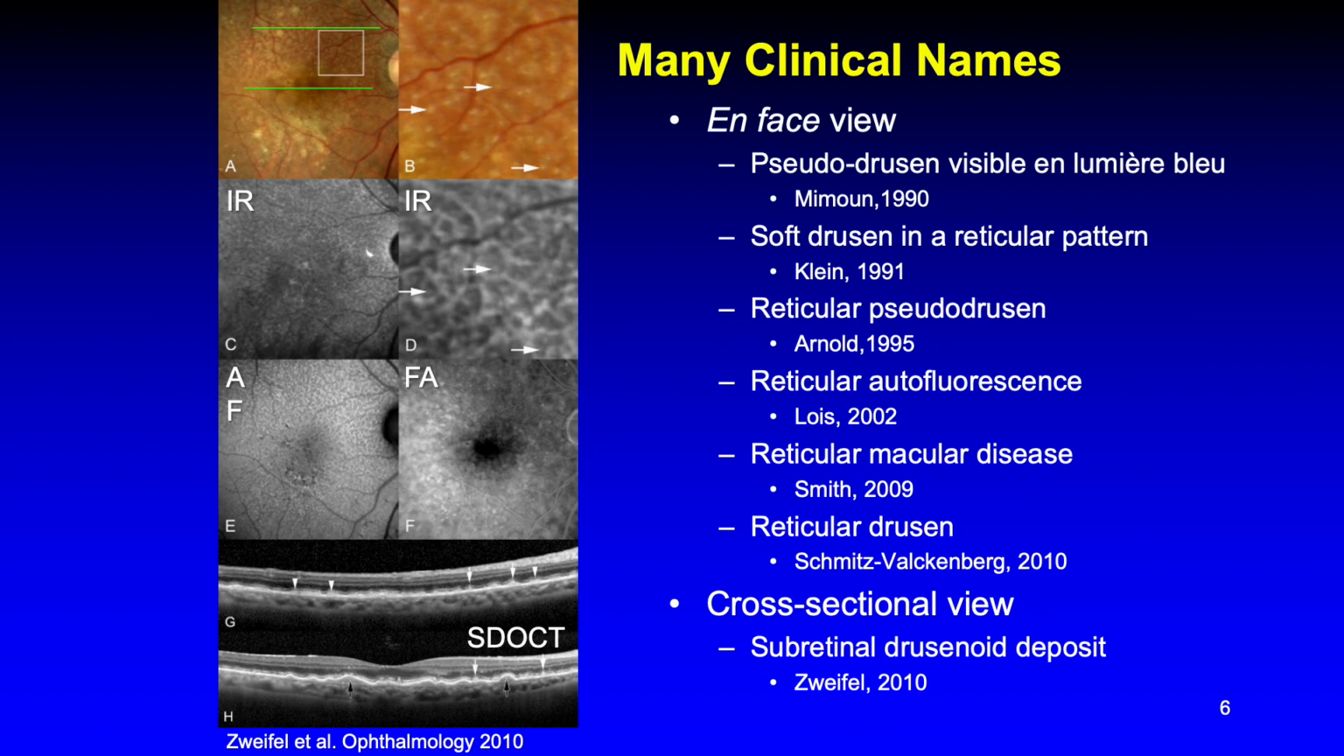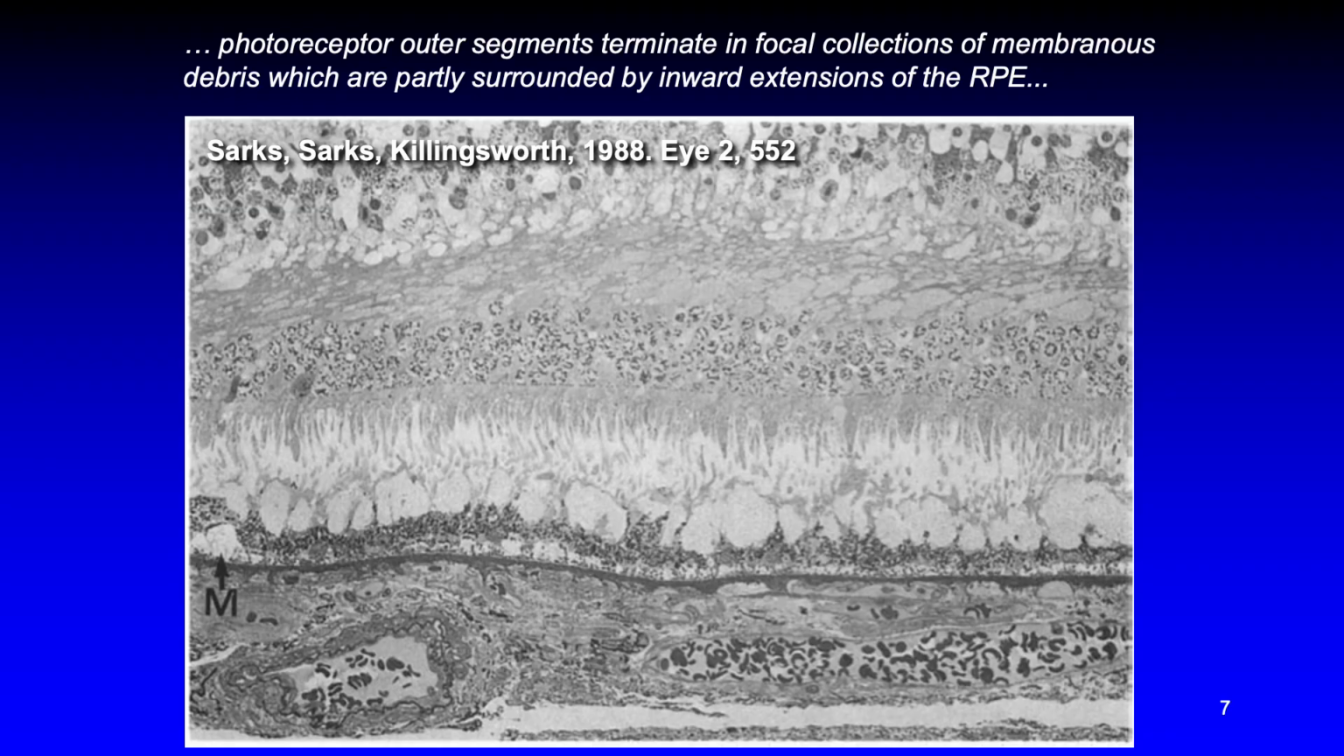Over the years, this patterned biomicroscopic sign, shown here in color, infrared reflectance, autofluorescence, and OCT, has been called by many names depending on the investigators and the detection technology used. The names that stuck are reticular pseudodrusen from the en face view and SDD from the OCT view.